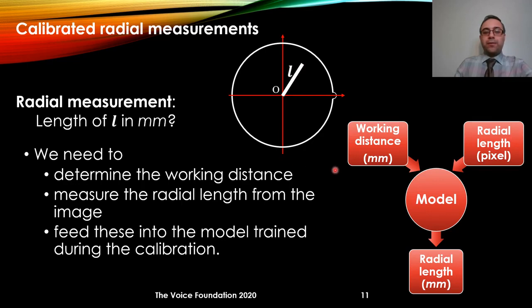Basically, we find its working distance using the vertical measurement method that we slightly talked about in the previous slide. Then from the image, we measure the length L in pixels, and then we feed these two pieces of information into the calibrated model. And that model will predict and estimate the length of L in millimeters.